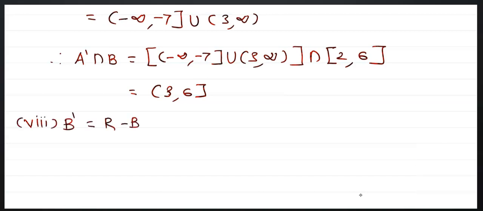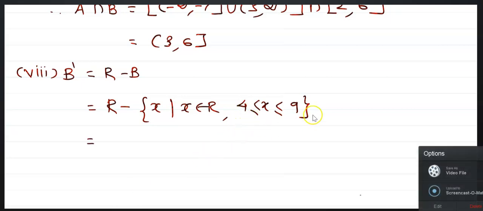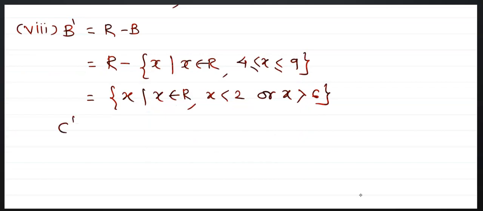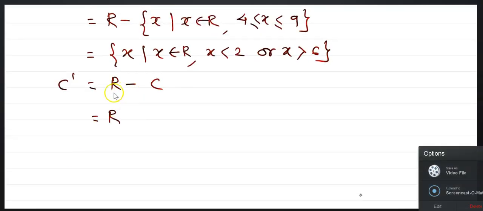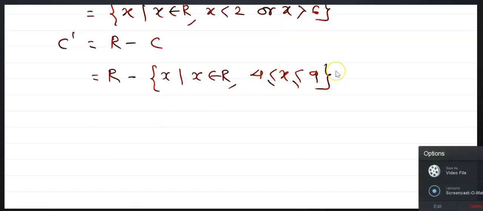Eighth one, B complement is equal to R minus B. Now write down the B. X is such that x belongs to the set of real numbers, x lies between 4 and 9. Therefore, x is such that x belongs to the set of real numbers, x is less than 2 or x is greater than 6. Therefore, C dash is equal to R minus C. Therefore, x is such that x belongs to the set of real numbers and this x lies between 4 and 9, equal to 4 and equal to 9.